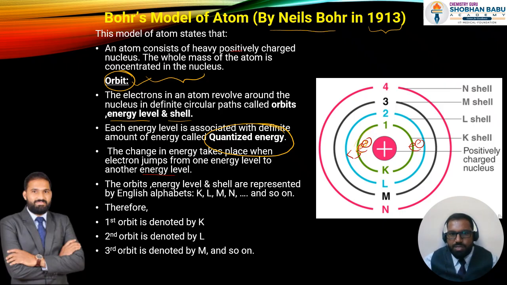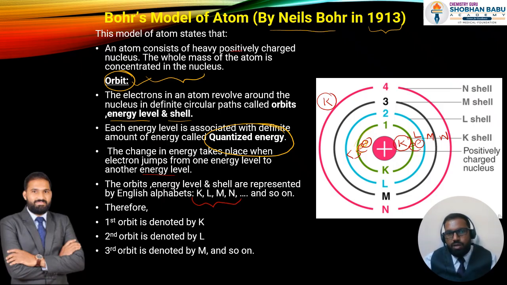These orbits are represented with the letters K, L, M, N. One orbit is represented with one letter. The reason for starting with K, instead of taking A, B, C, D in the usual manner, is to make it unique. Also, in Sanskrit, K stands for Kaksha, and Kaksha is nothing but path.